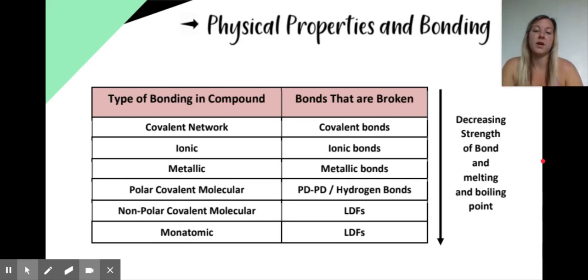If you have any other elements, you're just going to have general permanent dipoles. Non-polar covalent molecules have only LDFs, and monatomic, like your noble gases, have only LDFs as well.